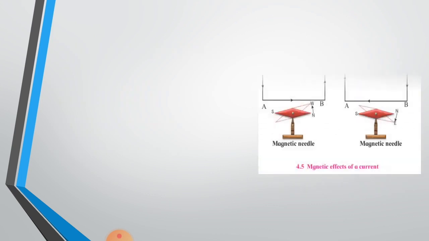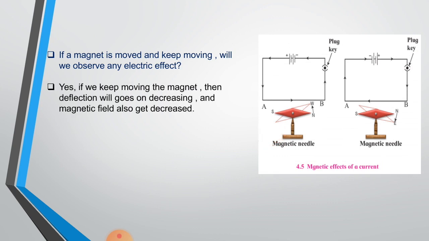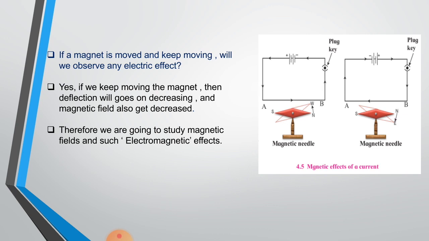Now if a magnet is moved and keeps moving, will we observe any electric effect? जब मैग्नेट मूव करेंगे एक जगह से दूसरी जगह पे, then what happens? Will we observe any kind of effect? Yes. If we keep moving the magnet, the deflection goes on decreasing. That means there is an interchange of the current, and the magnetic field also gets decreased. मैग्नेटिक फील्ड भी कम हो जाएगी जब हम मैग्नेट को मूव करेंगे. We will see the opposite direction and the magnetic field will also decrease.